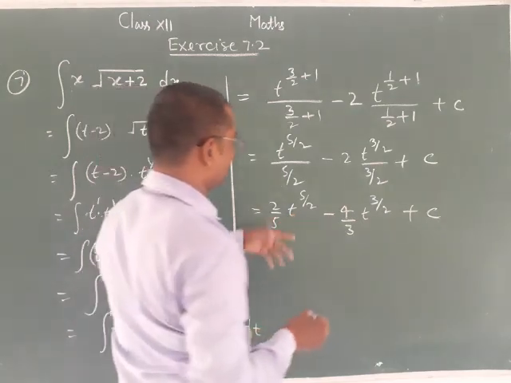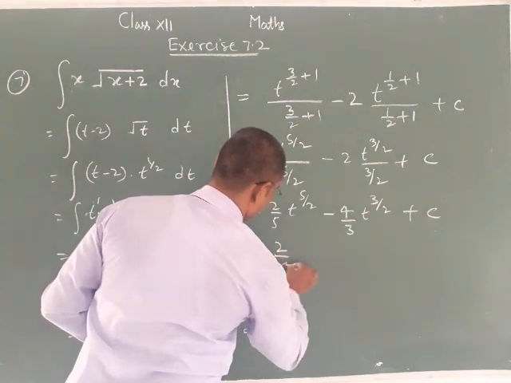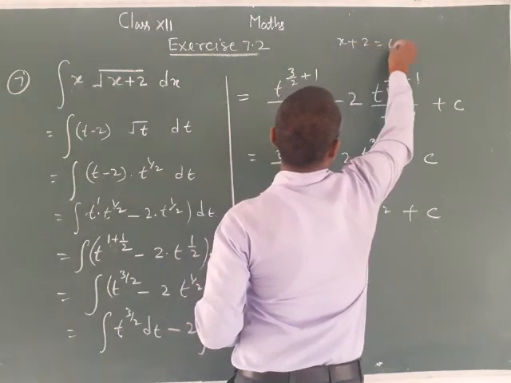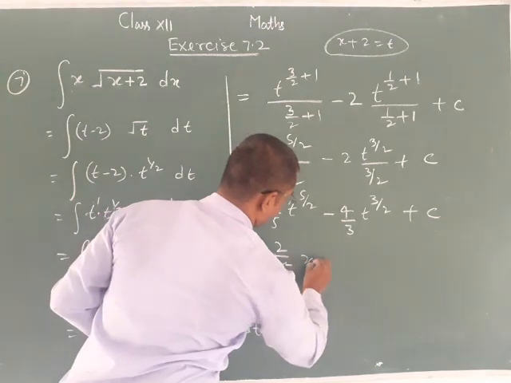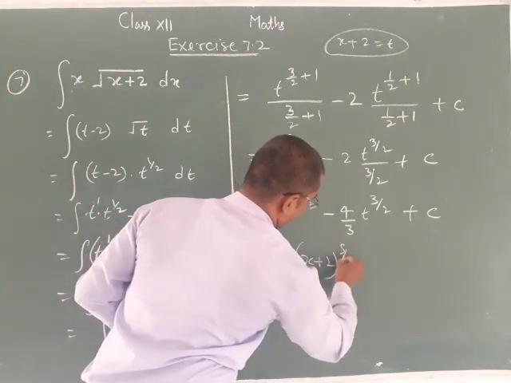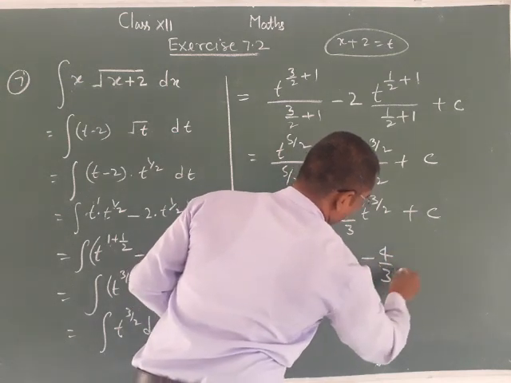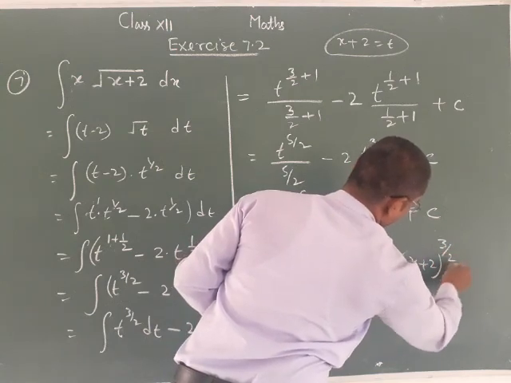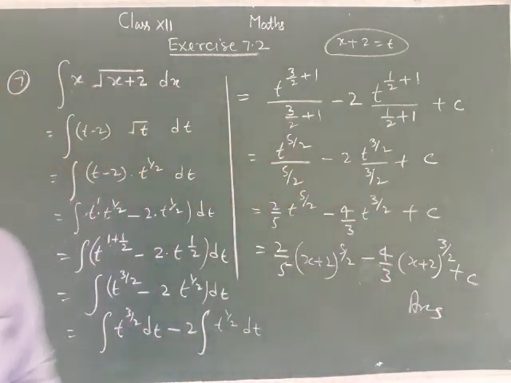t is replaced by the variable x plus 2. So 2 upon 5, and let x plus 2 equal t, put it here. So we get (x plus 2) to the power 5/2 minus 4 by 3 and (x plus 2) to the power 3/2 plus c. This is the answer of the given question.